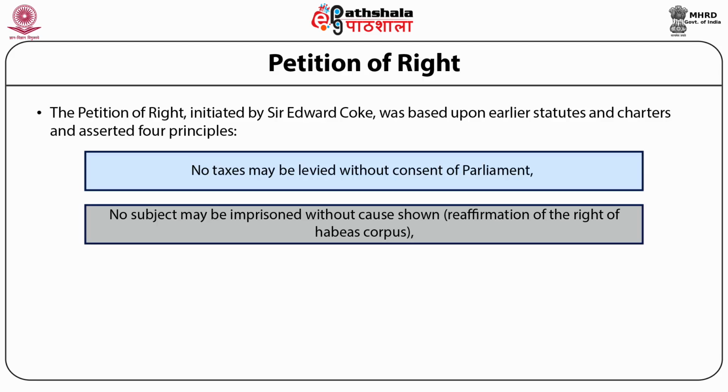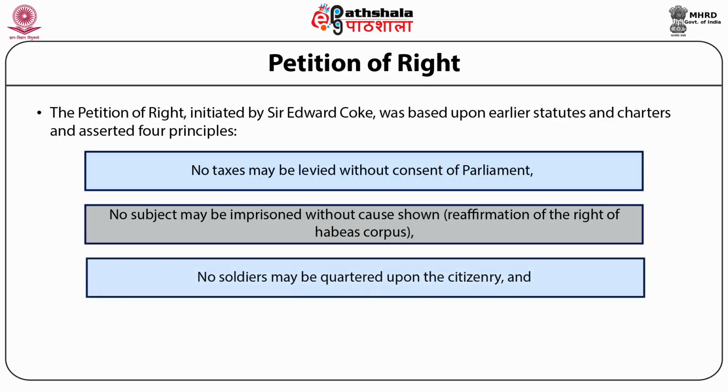Now let's come to the third principle. No soldiers may be quartered upon the citizenry. This was one of the primary reasons the Petition of Right was drafted and produced in the first place. Therefore, one of the principles of the Petition of Right passed by Parliament simply said that no soldiers may be quartered upon the citizenry. The citizenry had enough trouble on their hands trying to feed their own children, and now to impose soldiers and troops upon them was a gross violation of their right to a life and livelihood.